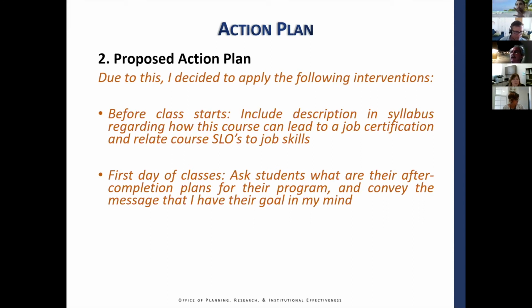Then, during the first day of classes, I'm going to ask all my students what their after-completion plans are for their programs, like what you want to do when you complete your program. And I'm going to use that opportunity to convey how important it is for me to help every student succeed in their goal, especially the ones that are interested in getting a job. For the older students, 40 years and more, I'm going to use that opportunity to tell them, I get you. I get that you want to get a job, so we'll try to help you out.